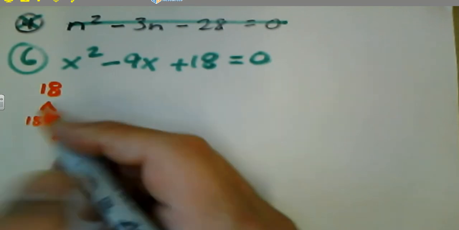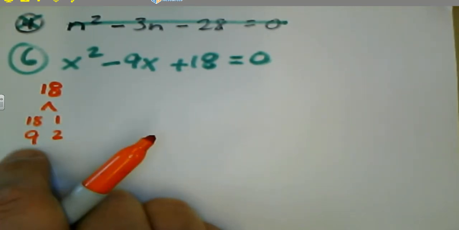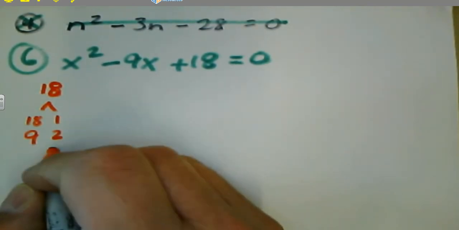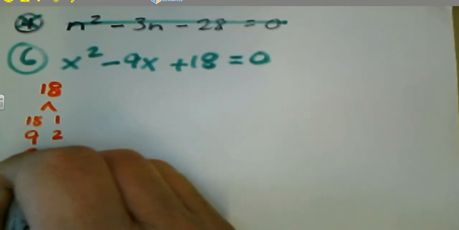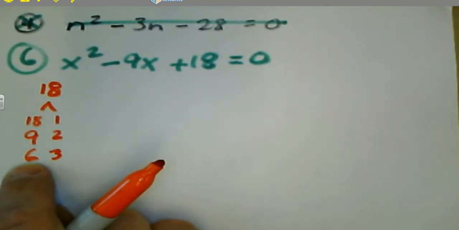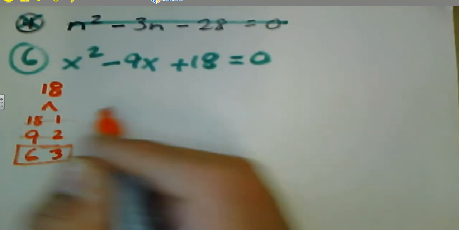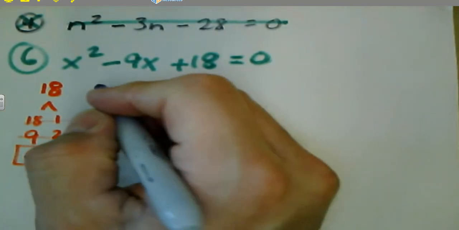So 18 divided by 2 is 9. 9 plus 2 is 11. Minus 2 is 7. That's not the 9, so we need to keep going. 3 goes into 18 6 times. If I add 6 and 3, I get 9. Those are the factors I want. I don't want those. So I'm going to split these up.